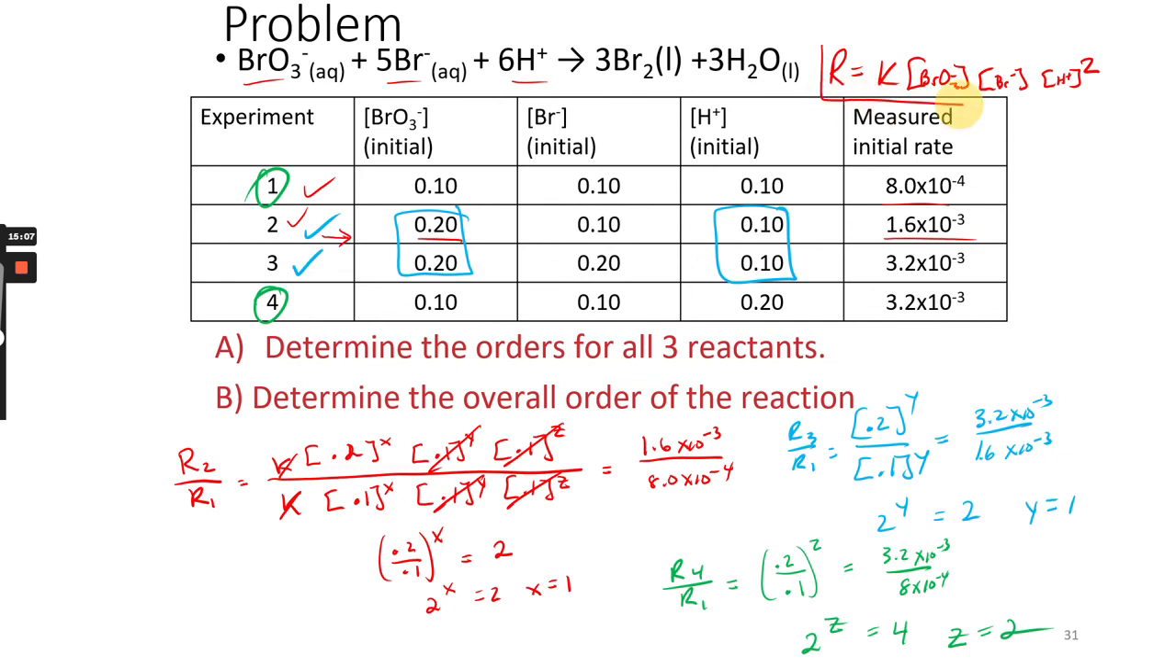So here is our rate equation. Determine the overall order of the reaction. So the total overall is adding them up. 1 plus 1 is 2 plus 2 is 4. So 4. Okay.